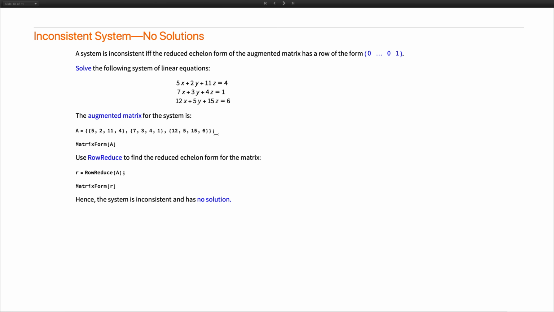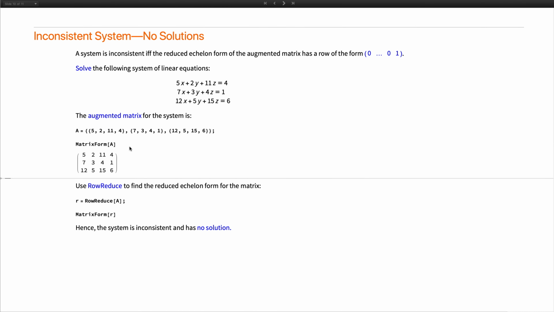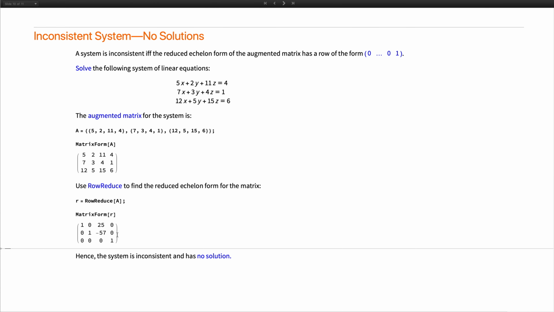So here's the system. Write the augmented matrix for it. Look at the matrix form. Make sure it's all okay. It does look okay. Apply row reduce. And you see over here that the last row is 0 equal to 1. That's no good. There is no solution for this system. But of course, we knew that. We just constructed it the way we wanted to make sure that there is no solution. So the 6 over here made sure that there is no solution. So this is a system which has no solution.